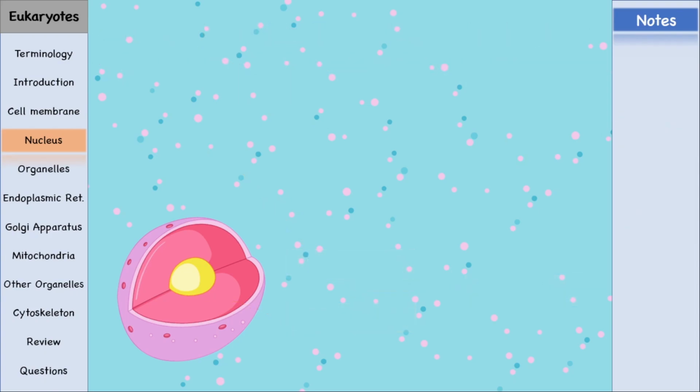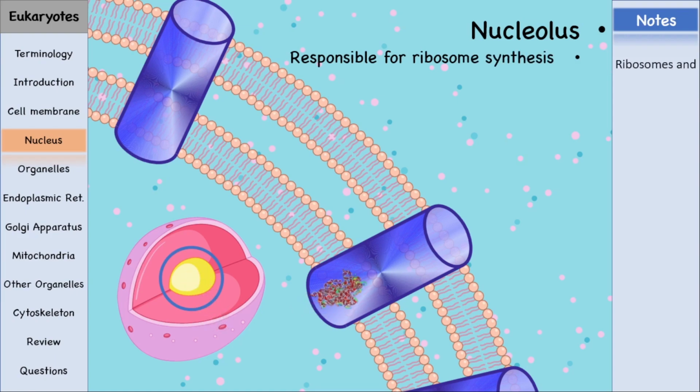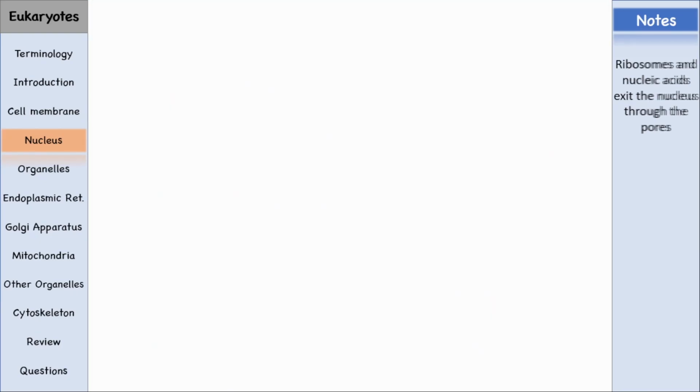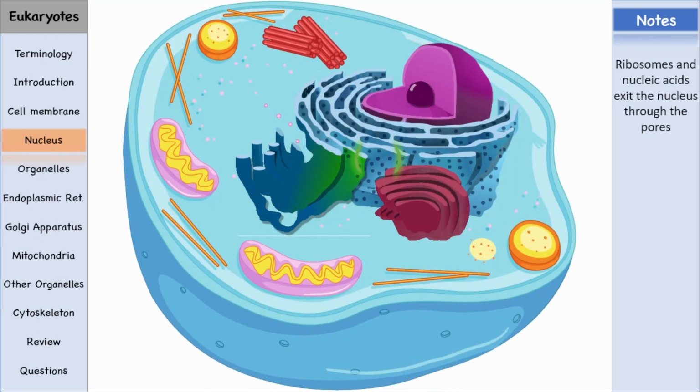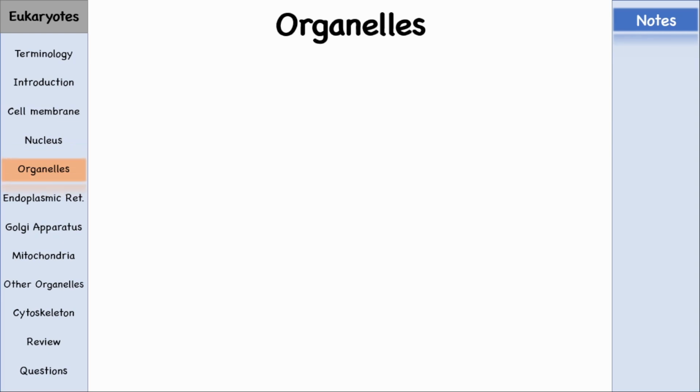Inside the nucleus, there is a small region called the nucleolus, which is responsible for the synthesis of ribosomes, which exit the nucleus via the nuclear pores. Then they divide into two groups: ribosomes attached to the endoplasmic reticulum and ribosomes floating around in the cytoplasm. We will talk about ribosomes in detail in future lessons. Now let's move on to the organelles.